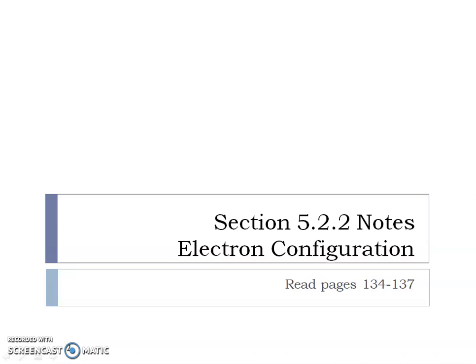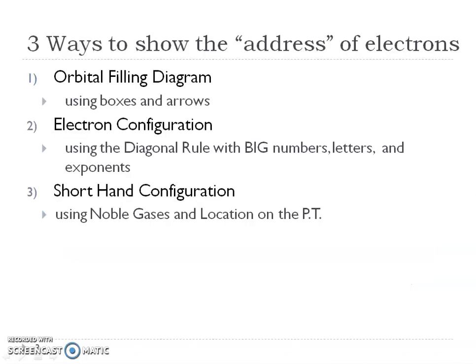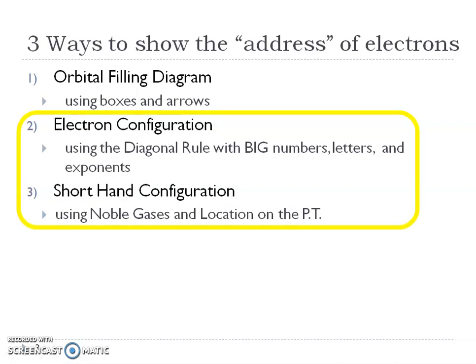This is Mrs. O'Neill for Chapter 5, Section 2, Part 2, the electron configuration. So remember, there were three ways to show the address of these electrons. We talked about that orbital filling diagram in the previous video, and now I'm going to describe to you how we're going to write the electron configuration and its shorthand as well.